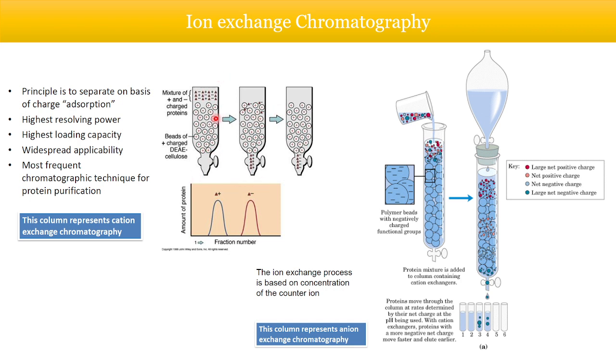Here we have charged it with positively charged DEAE cellulose. Now you pass your protein mixture, only the negatively charged molecules will bind and the positively charged molecules will elute faster. Then you start eluting, and your negatively charged molecules will pass down over here. So depending on the characteristics of the protein or the charge on the protein, you can separate it based on charging of the columns with the oppositely charged molecules. And it has high resolving power and loading capacity. Therefore, the applications are also enhanced in this manner.